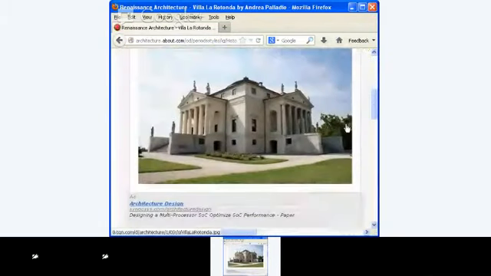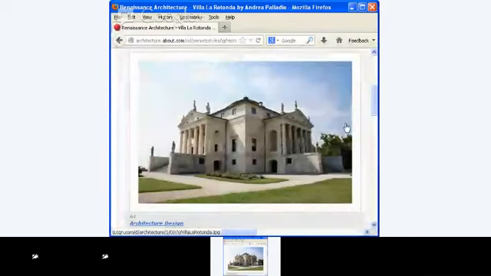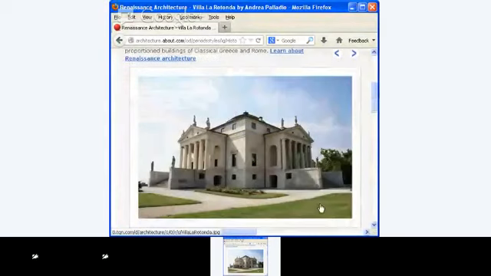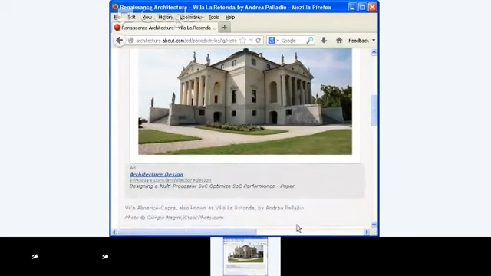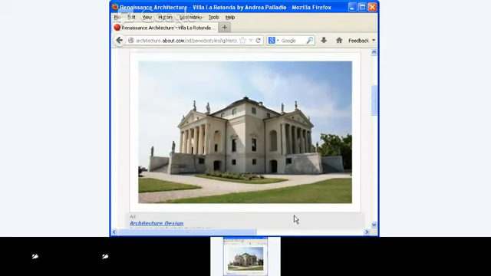Okay, now I have no idea what this building is. Does anybody know? Anybody know this building? Well, I don't know where this building is. Although it looks vaguely familiar, it seems like I should know, but I can't remember this building. Villa La Rotunda. Where is that? Maybe.